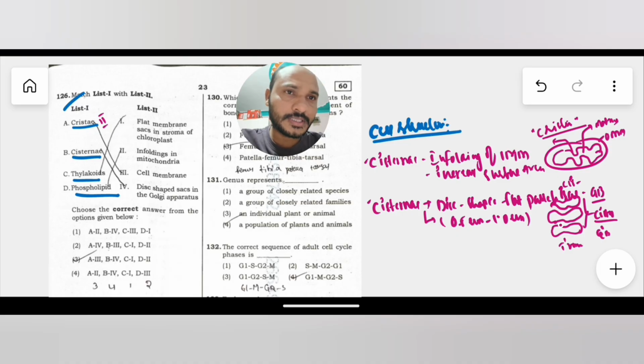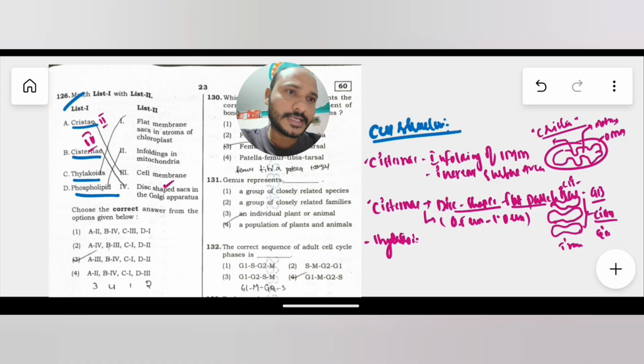We discussed the Golgi bodies in detail in a video lecture, so please watch these videos on my channel. So here, the cisterna is a disc-shaped flat parallel structure present in Golgi bodies, a disc-shaped sac in the Golgi apparatus. So B is fourth. Now coming to thylakoid.